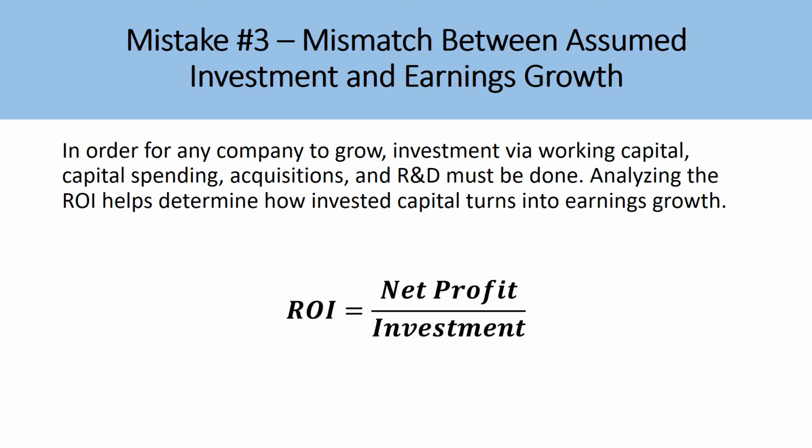Okay? Now, mistake number 3 is a mismatch between assumed investment and earnings growth. So in order for any company to grow, investment via working capital, capital spending, acquisitions, and R&D must be made. Analyzing the return on investment helps determine how invested capital turns into earnings growth. And so the formula for return on investment, ROI, is the company's net profit divided by investment, right, in that respective period. Okay?